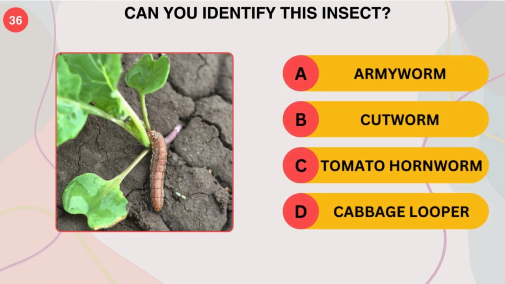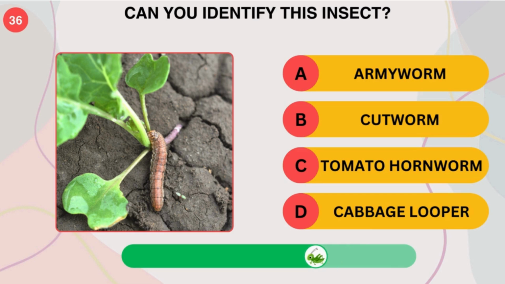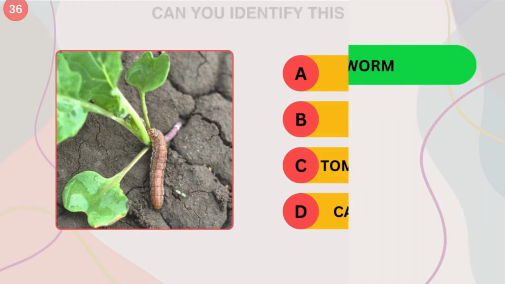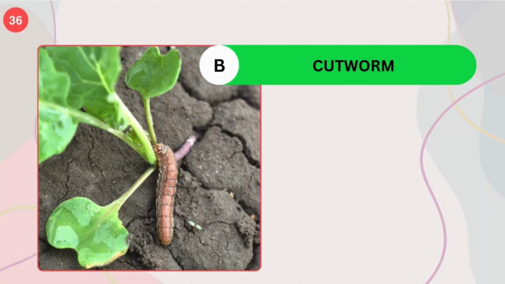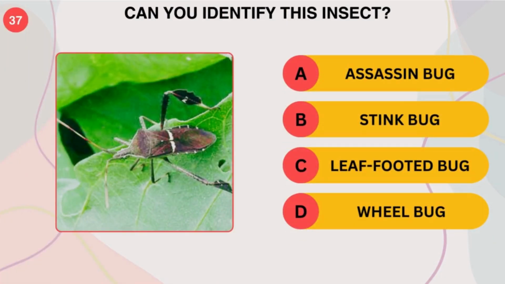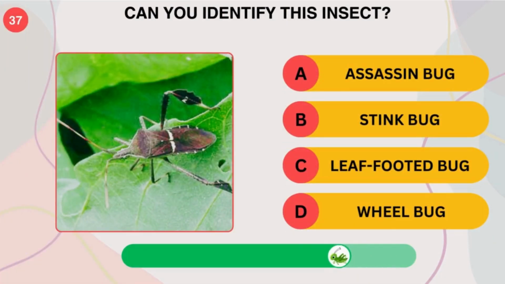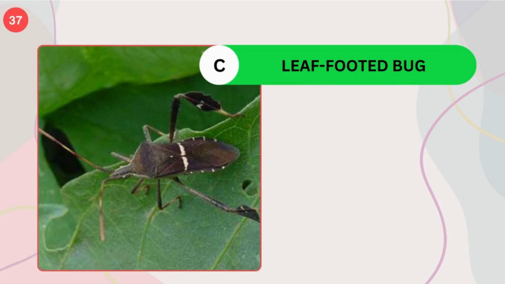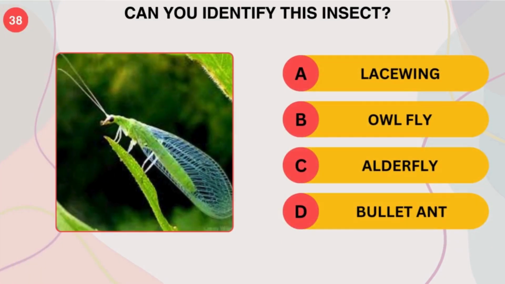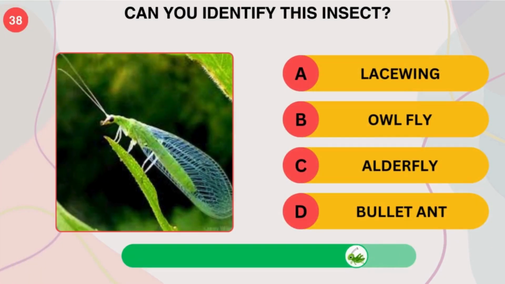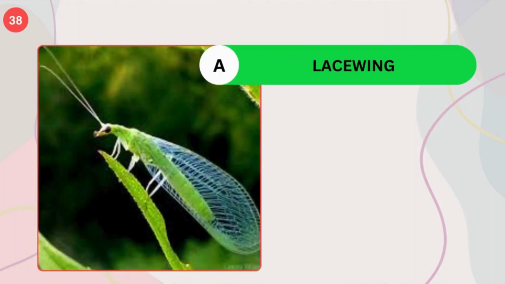Can you name this insect? Cutworm. Which insect appears in the image? It's a leaf-footed bug. What insect is depicted here? Lacewing.